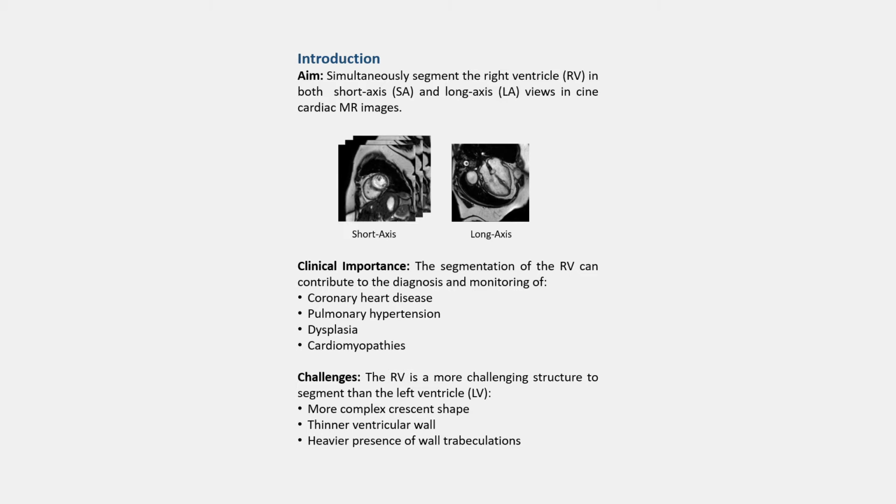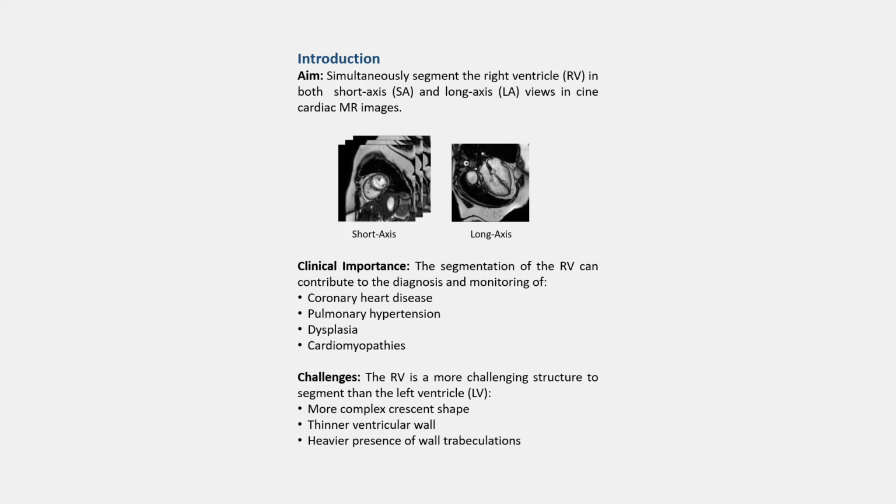Traditionally, the left ventricle has been studied more extensively than the right ventricle, as it is associated with a larger number of pathologies. However, having structural and functional information of the right ventricle can also aid us in the diagnosis and monitoring of conditions. Thus, it can play an important role and can still offer us valuable information. Some examples are coronary heart disease, pulmonary hypertension, dysplasia, and cardiomyopathies.